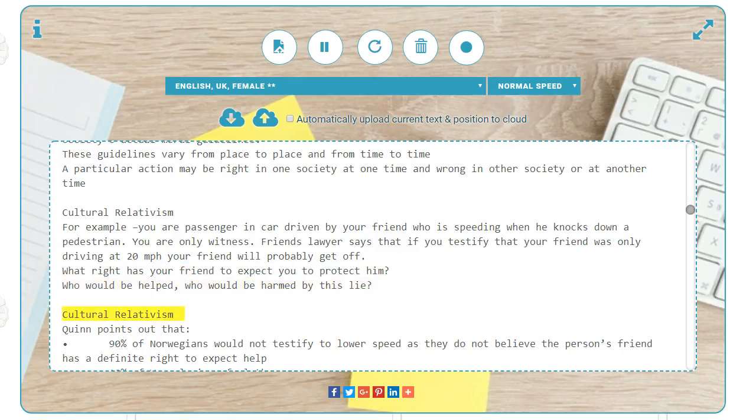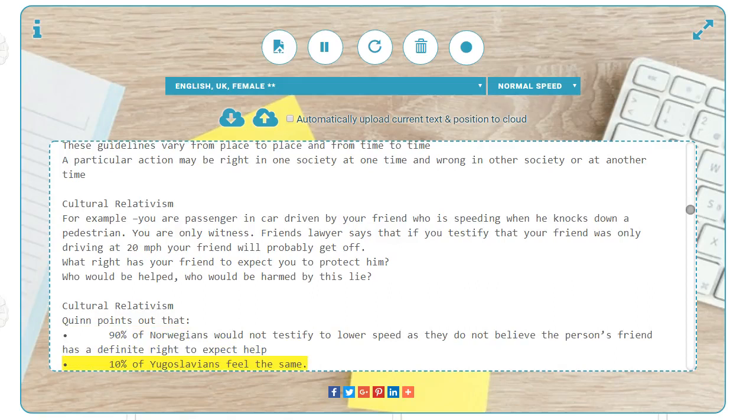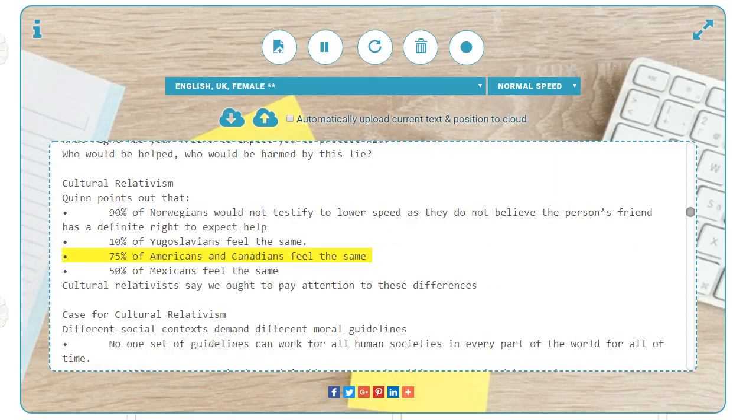Cultural relativism. Quinn points out that 90% of Norwegians would not testify to lower speed as they do not believe the person's friend has a definite right to expect help. 10% of Yugoslavians feel the same. 75% of Americans and Canadians feel the same. 50% of Mexicans feel the same. Cultural relativists say we ought to pay attention to these differences.